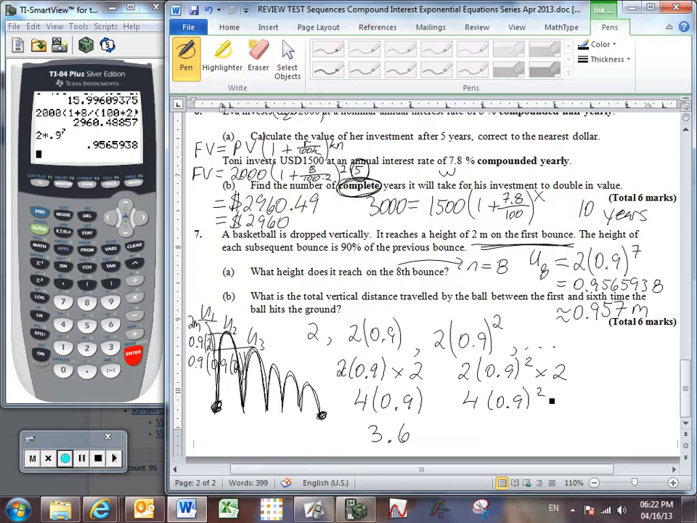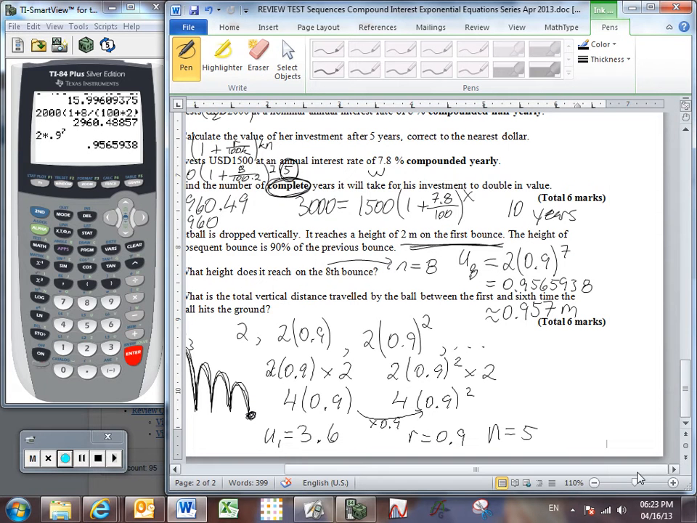In other words, we've taken the previous term and multiplied it by 0.9 to get the next term, and we're forming another geometric sequence. Although this one, our first term is 3.6, our r is 0.9, and how many total terms are there? 1, 2, 3, 4, and 5. And so n is equal to 5.